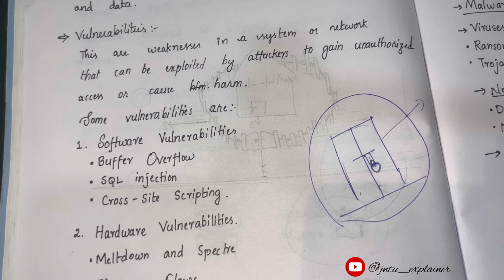This basically occurs when more data is written to a buffer than it can hold, which leads to potential arbitrary code execution. When a buffer is present, it has some space, but when you write more than that space, it creates flaws which can be identified by the attacker, and they try to enter through those flaws.